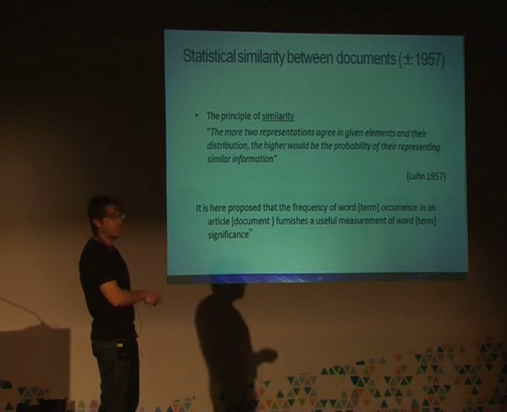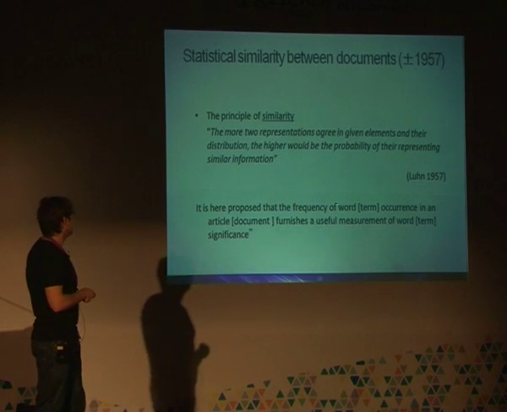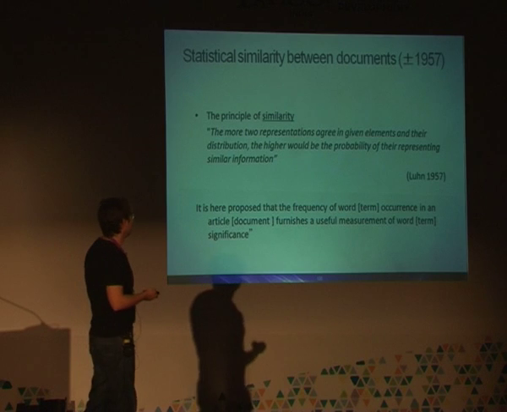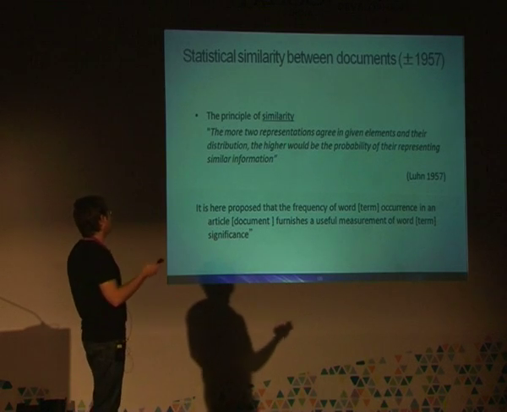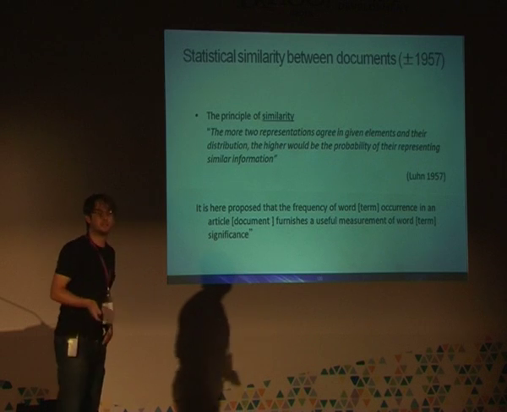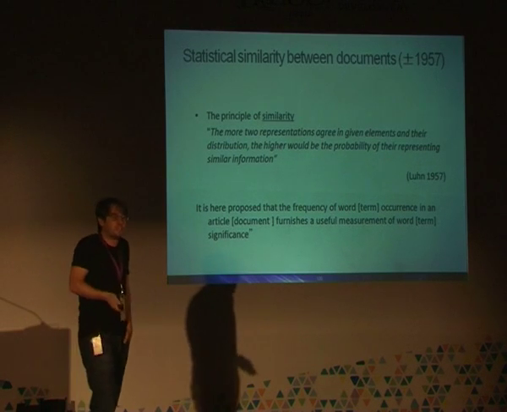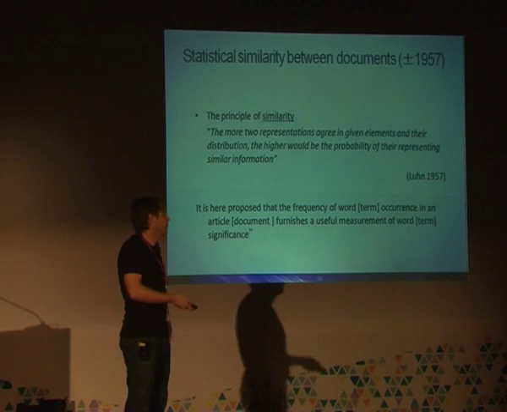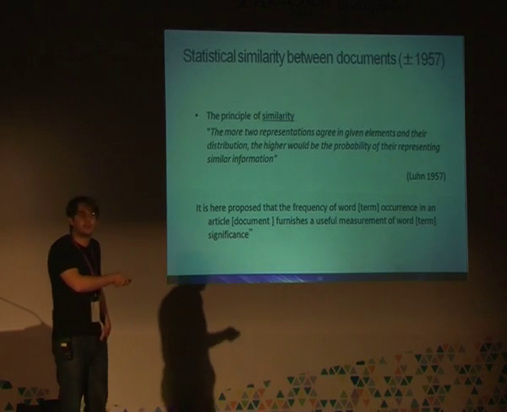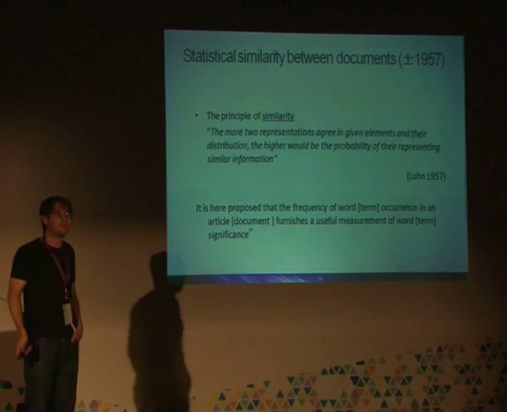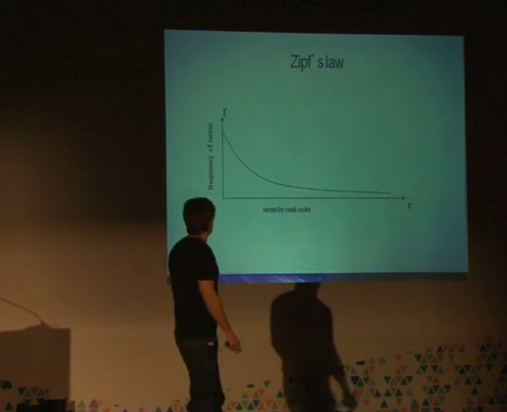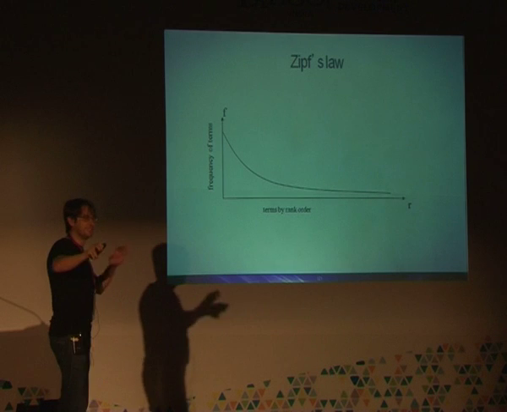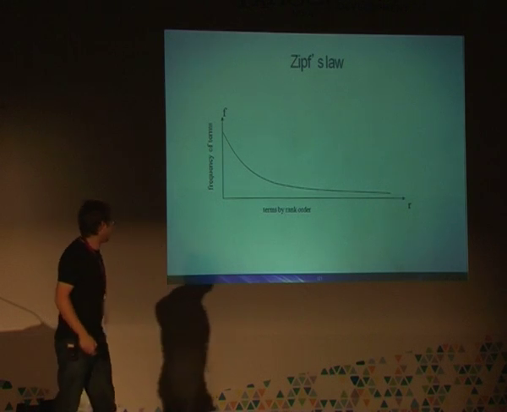So it is proposed here, this is from the paper, that the frequency of word, or term, occurrence in an article, what we now call a document, furnishes a useful measurement of word significance. Essentially, that's what we're saying. If you're using the same words, you're talking about the same thing, but in a very poetic, research paper kind of way. But that's just that. Now, Zipf's law, and I hope George doesn't jump and try to attack me here.